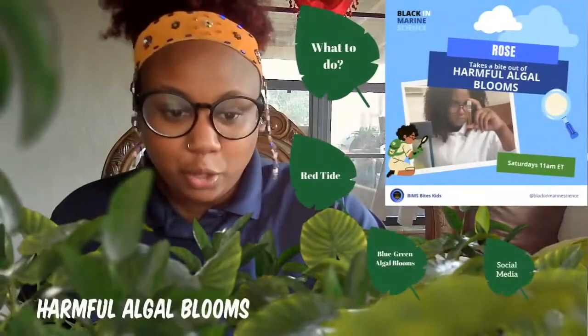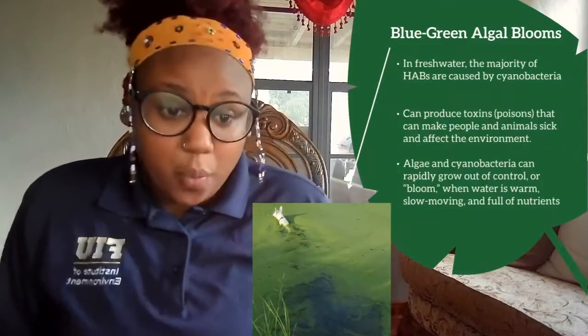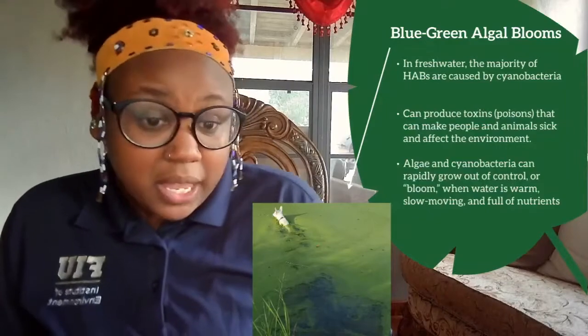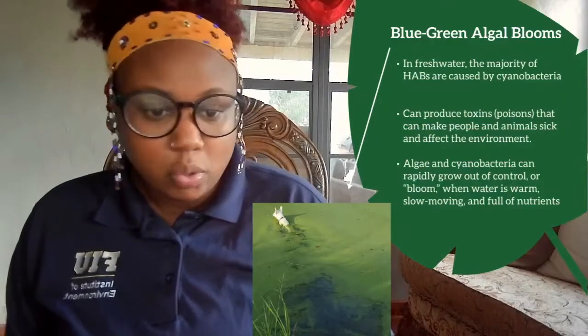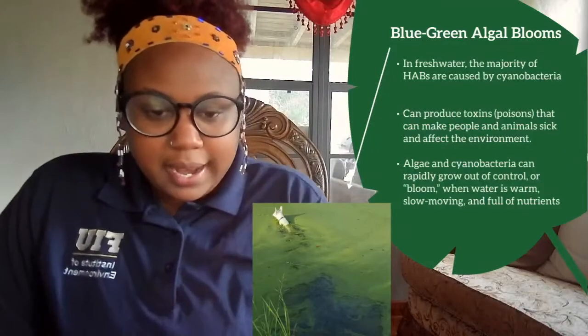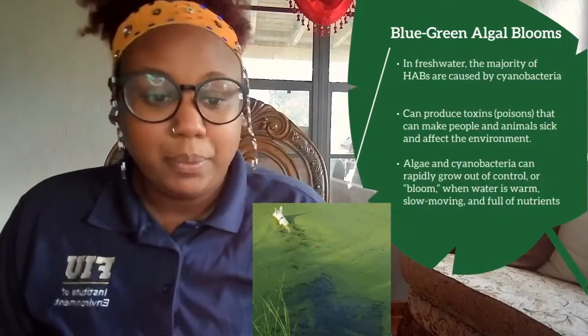The next type of algal bloom that we often see is blue-green algal blooms. Now, in freshwater bodies, the majority of harmful algal blooms are caused by cyanobacteria. These can produce toxins or poisons that can make people and animals sick and affect the environment. Now, one big problem with these guys is that they can bloom very rapidly.